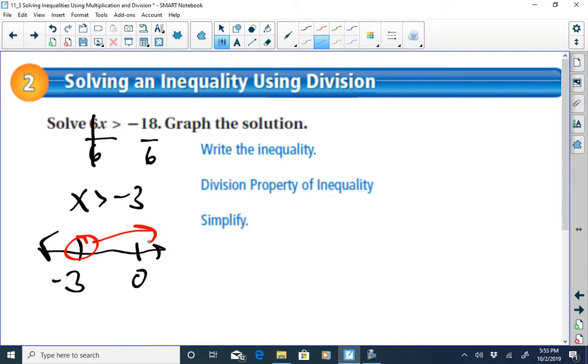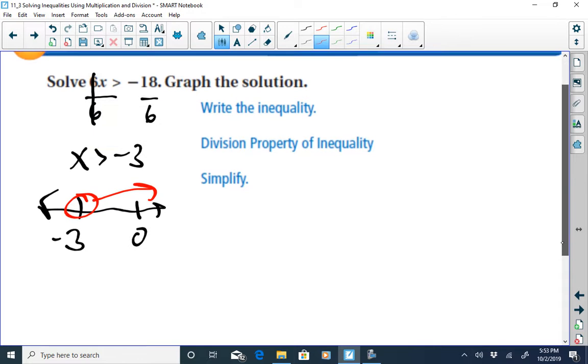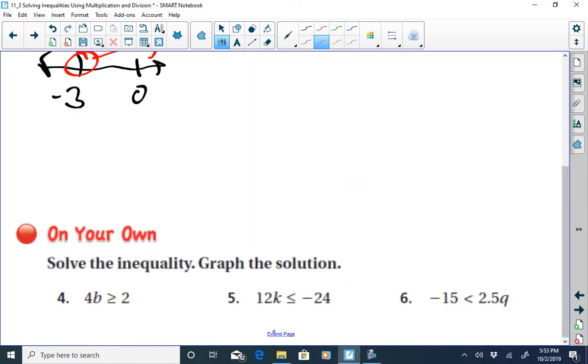Let's try something that's in the solution set. 0 is in my solution set, so let's replace x with 0 and see if we get a true statement. 6 times 0 is 0. Is 0 greater than negative 18? Yes, it is. So that looks like that's going to work.